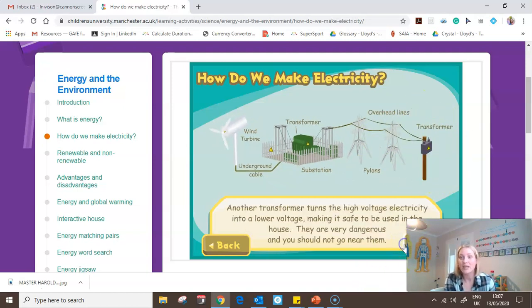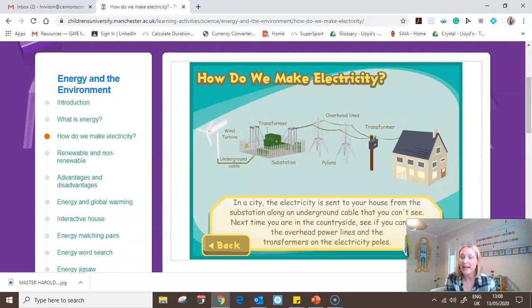Those then reach another transformer, and that transformer takes that high voltage electricity and makes it into lower voltage so that it can be distributed and used safely in our houses. Now, please do remember that all of these things, especially the overhead lines and the power cables, are exceptionally dangerous and you should never go near them. But we will learn more about electrical safety in our next lesson. And that then reaches into your homes.